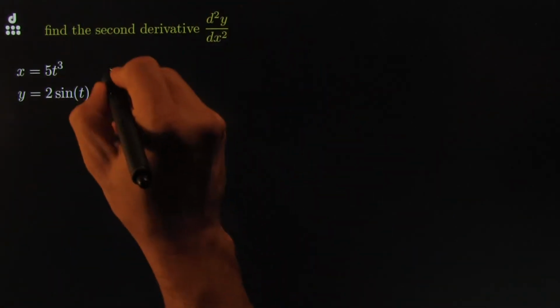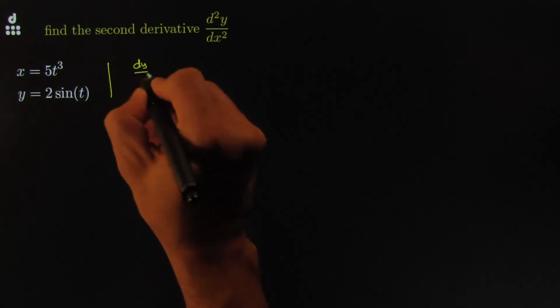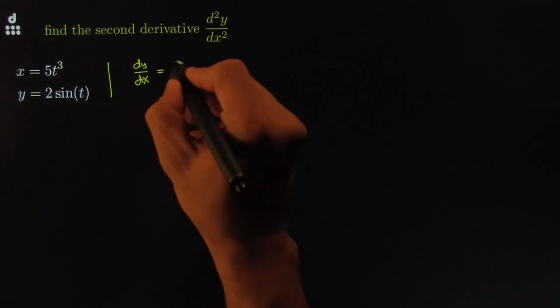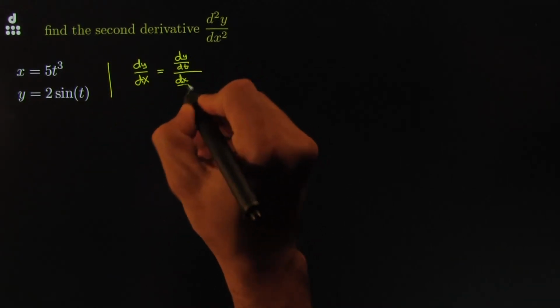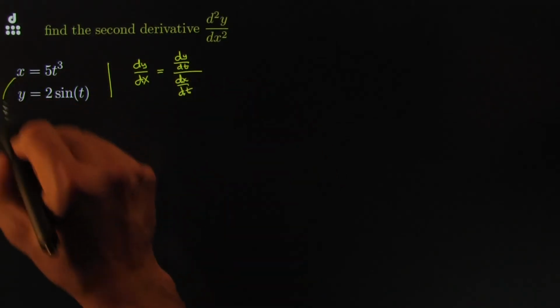Look. First thing we do is we say, alright, we need to find dy/dx. That's the first step before finding the second derivative. The trick to this is to divide top and bottom by a dt.